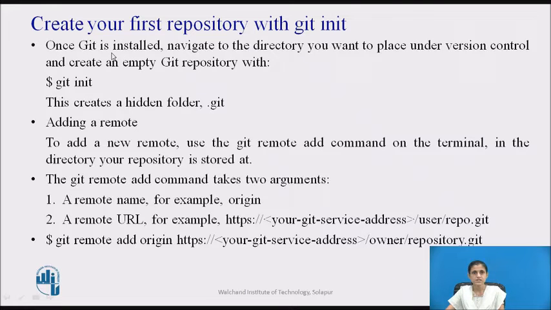Now let us see the steps to create a repository using Git Init. Once Git is installed, navigate to the directory you want to place under version control and create an empty Git repository with Git Init. When you use Git Init, it creates a hidden folder that is .git.